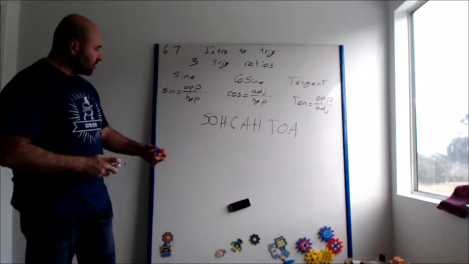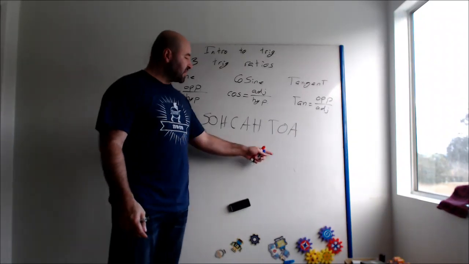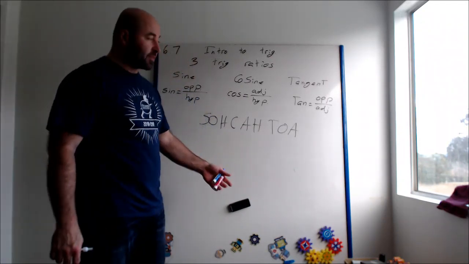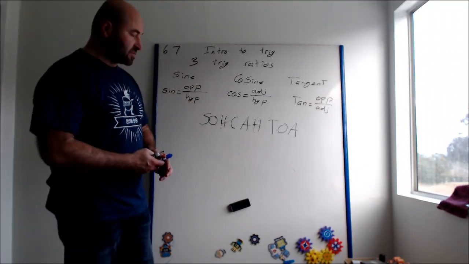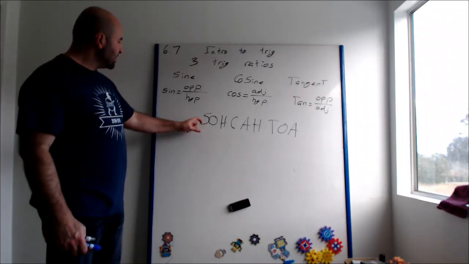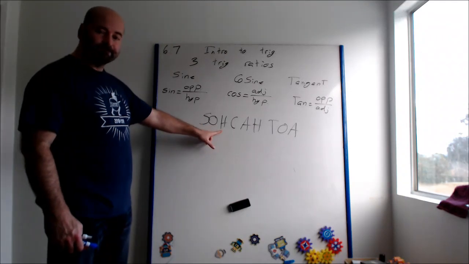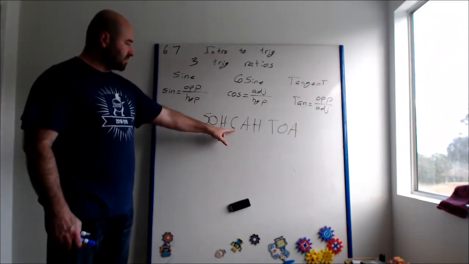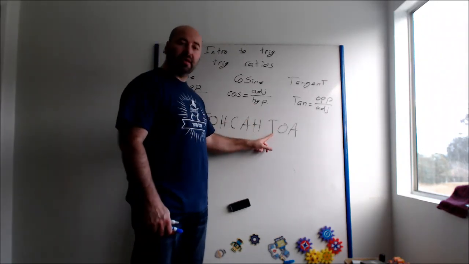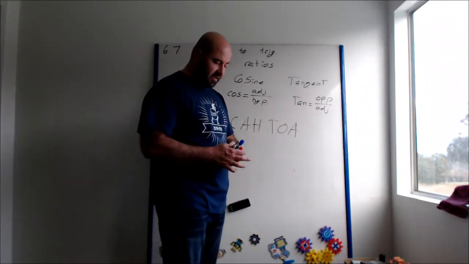If you Google SOHCAHTOA, there are a lot of stories about Chief SOHCAHTOA, stories just made up pretty much to help you remember what the three trig ratios are. So, SOHCAHTOA. Sine is equal to opposite over hypotenuse. Cosine is equal to adjacent over hypotenuse. TOA, tangent, is equal to opposite over adjacent.